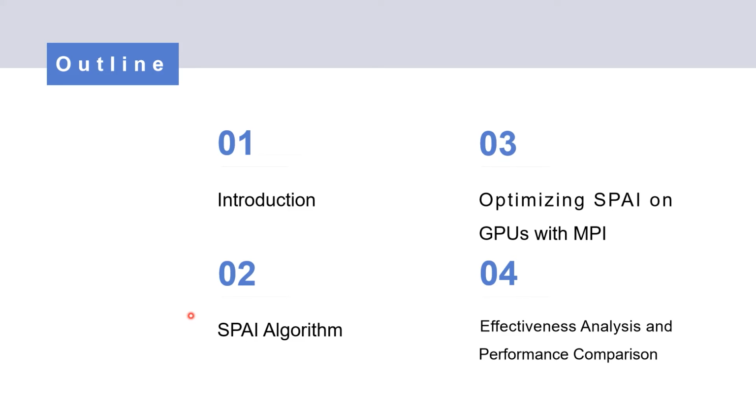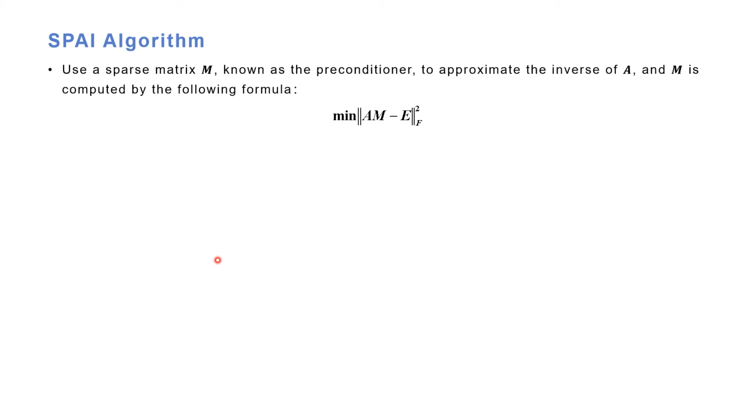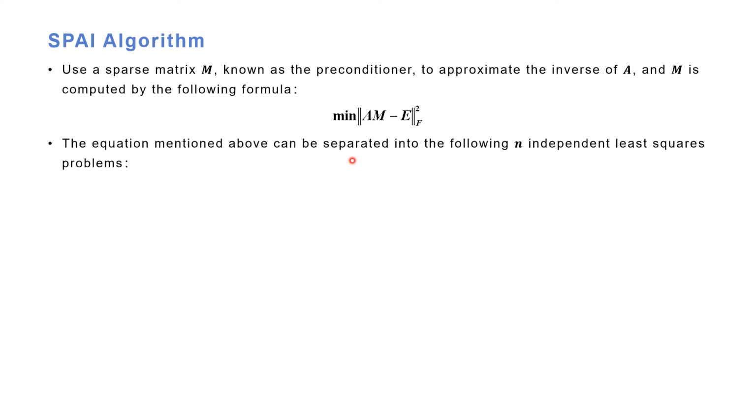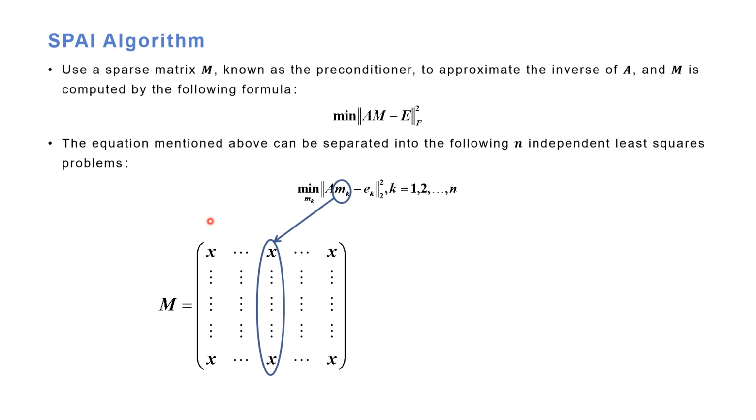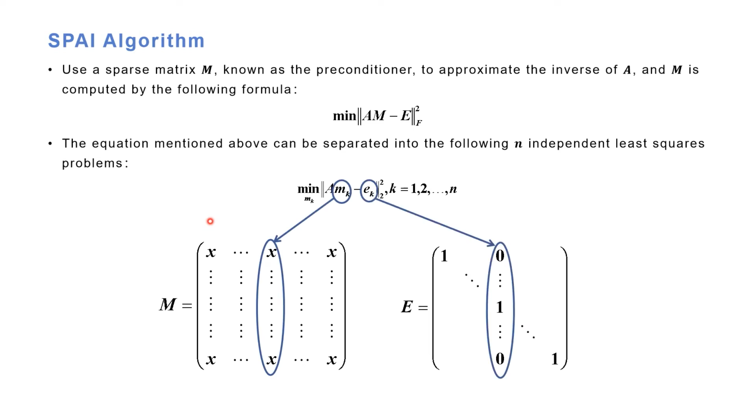Before optimizing, I would like to give you an overview of the static SPAI algorithm. As I said in the last section, we use a sparse matrix M, known as the preconditioner, to approximate the inverse of A, and M is computed by the following formula. Because matrix multiplication can be viewed as multiplying a matrix times a vector, the equation mentioned above can be separated into the following n independent least squares problems, where Mk represents a column of matrix M and Ek represents a column of the identity matrix.